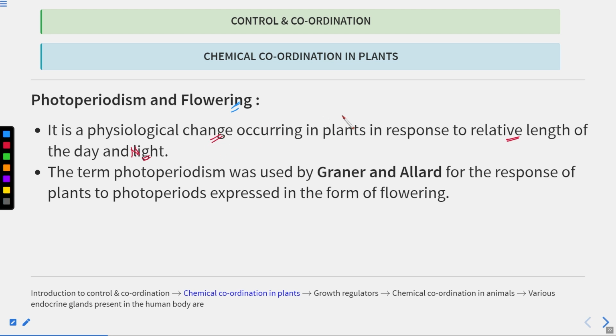So it is a physiological change occurring in the plant in response to relative length of day and night. And what was photoperiod? Photoperiod is the relative length of day and night, and any physiological change occurring in the plant, okay, due to this relative length of day and night. So relative length of day and night, this is known as photoperiod. Okay, and the physiological change, or you can say the biological response. Okay, physiological change means the biological response. Biological response can be induction of the flowering or the germination of the seeds. All right. So this was known as the photoperiodism. The photoperiodism term was used by Garner as well as Allard. Garner and Allard. Okay. This is clear.